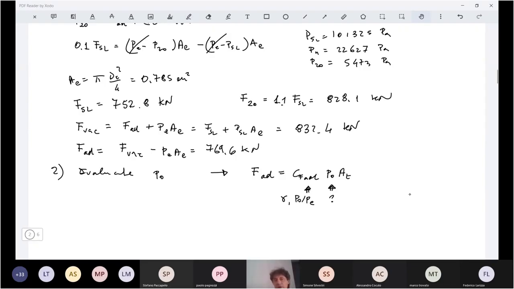We can also say that as we know PE, we can consider here the unknown, the ratio P0 over PE, because we know PE. And also here we know AE, and we also know that AE over AT is a function of P0 over PE and gamma. So exploiting this relation, we can find a single equation for determination of P0 over PE, given the value of the adapted thrust. And so once we have P0 over PE, of course, we can just multiply by PE and get our required P0.